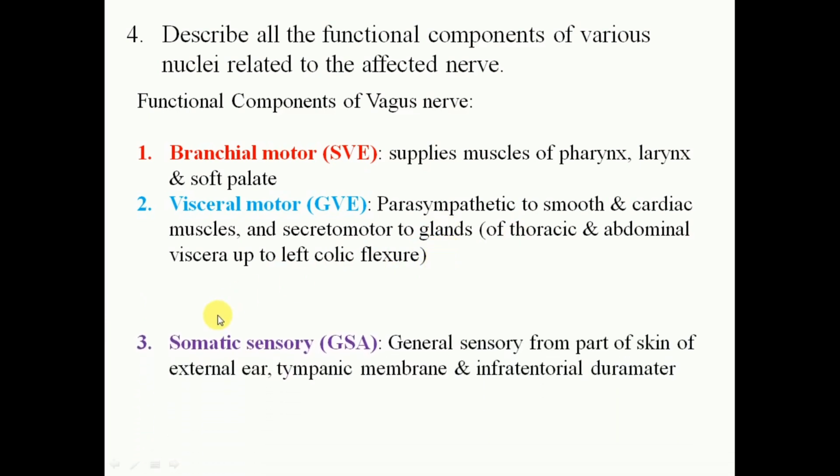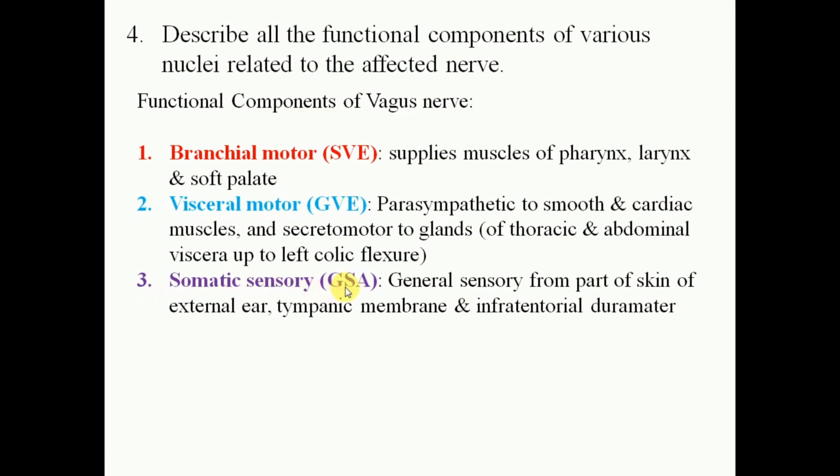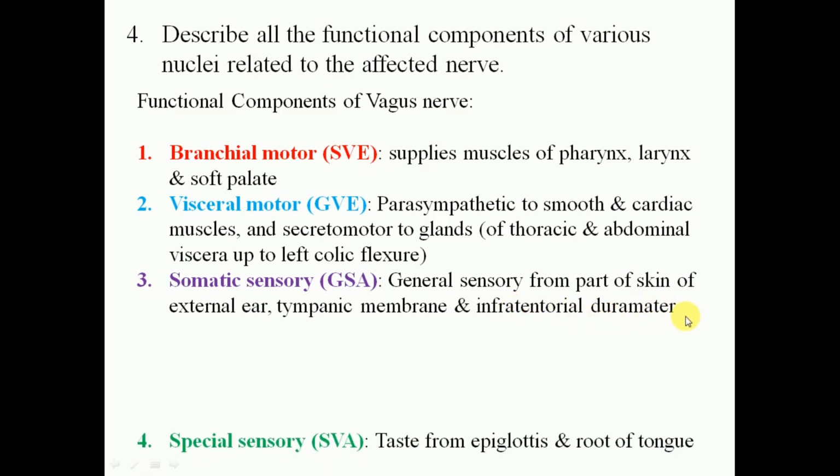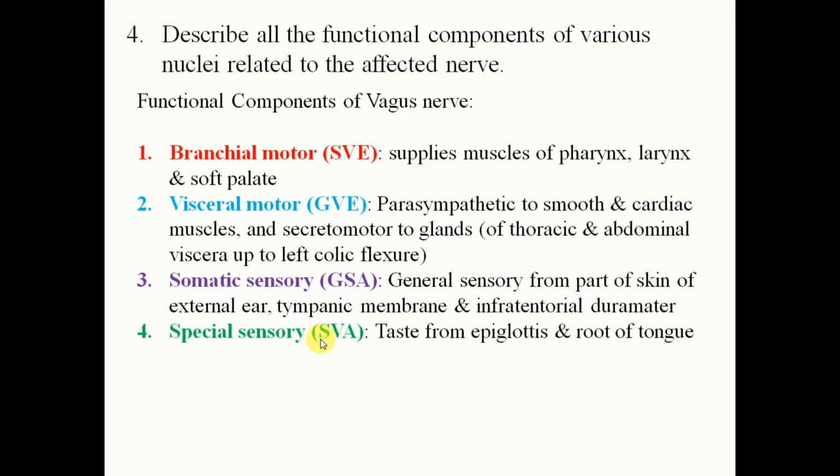Third is the somatic sensory, general somatic afferent, GSA. This component carries general sensation from part of the skin of the external ear, tympanic membrane and the infratentorial part of the dura mater. The fourth component is special sensory, SVA, special visceral afferent, which will carry taste sensation from the epiglottis and the root of the tongue, the posterior-most part of the tongue.